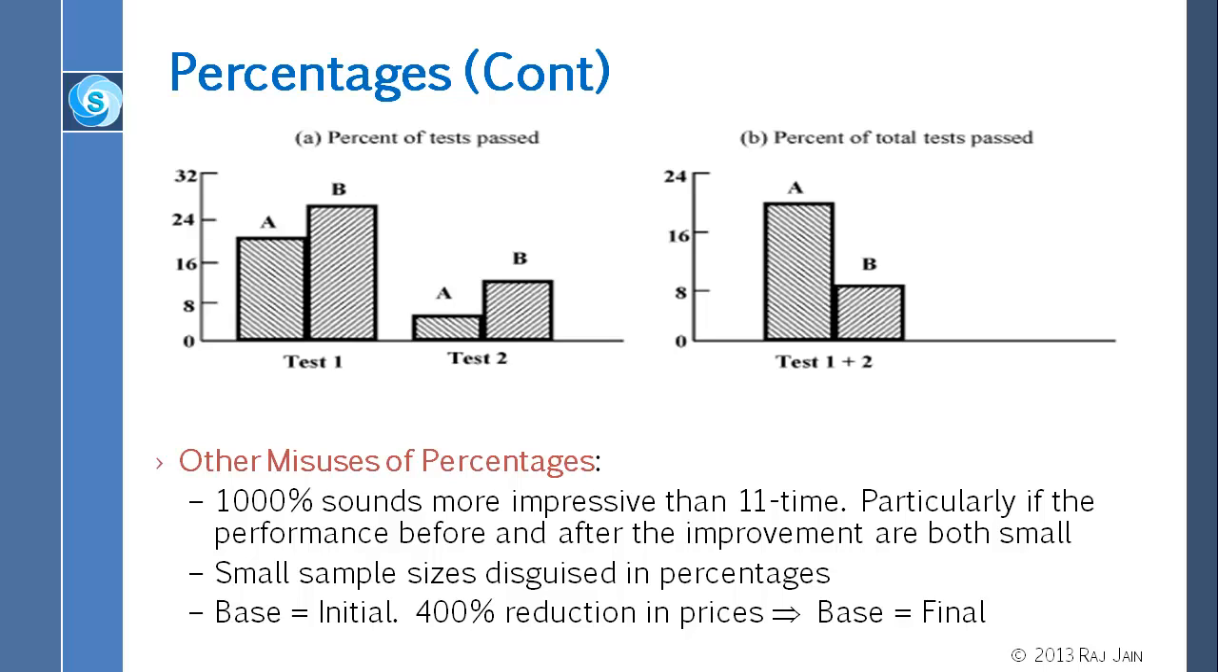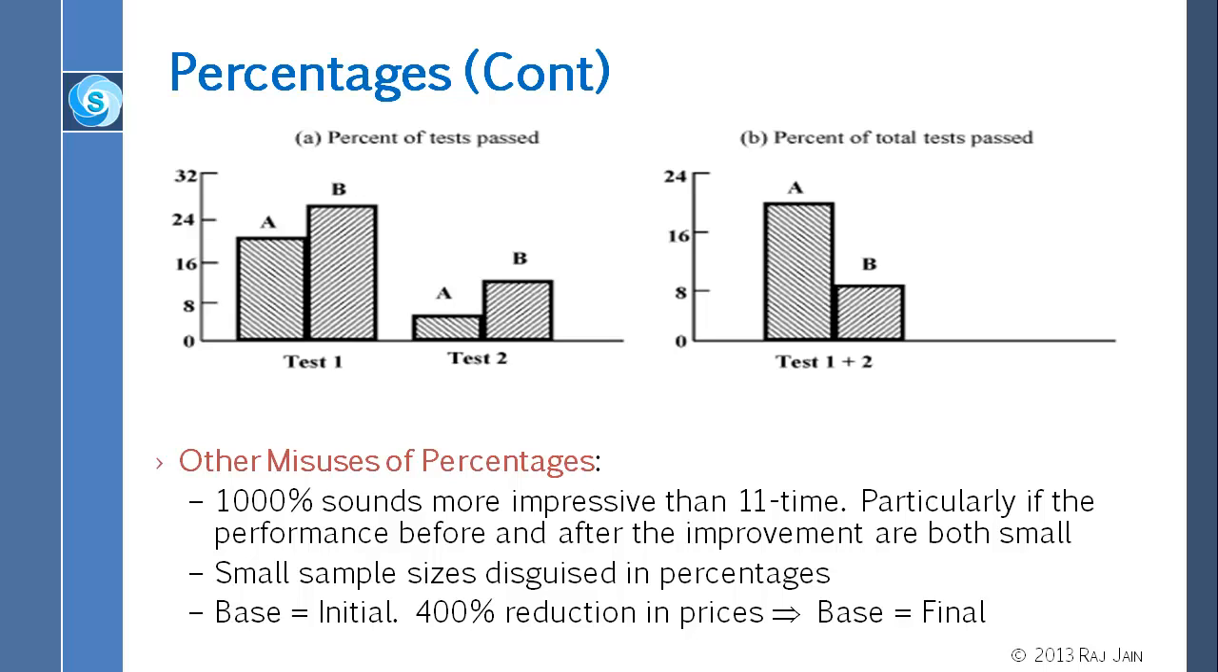The third mistake is that people use the wrong base. So for example, they say we have a 400% reduction in prices. If you have a 400% reduction in prices, it means you are giving out the money along with the equipment to the people, because the price is negative now. If you reduce something by 400%, right? But that is not the case.